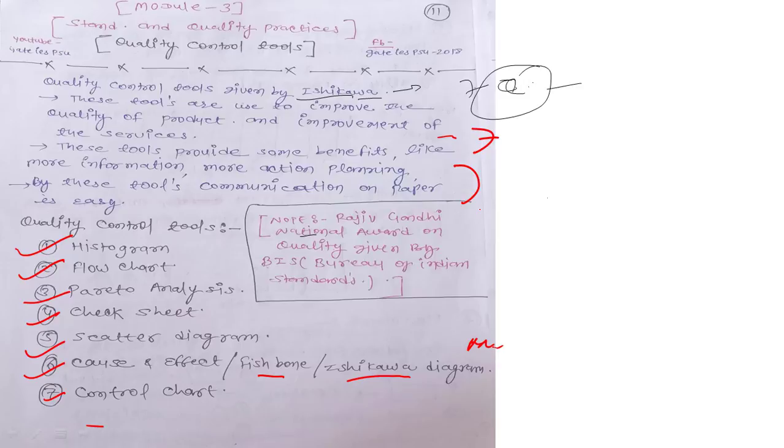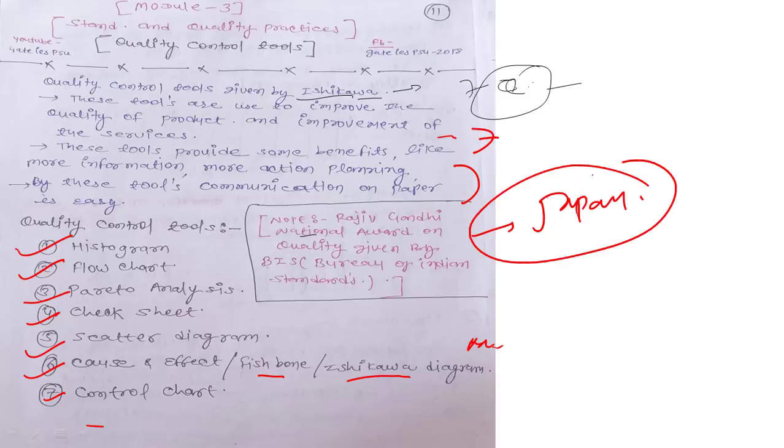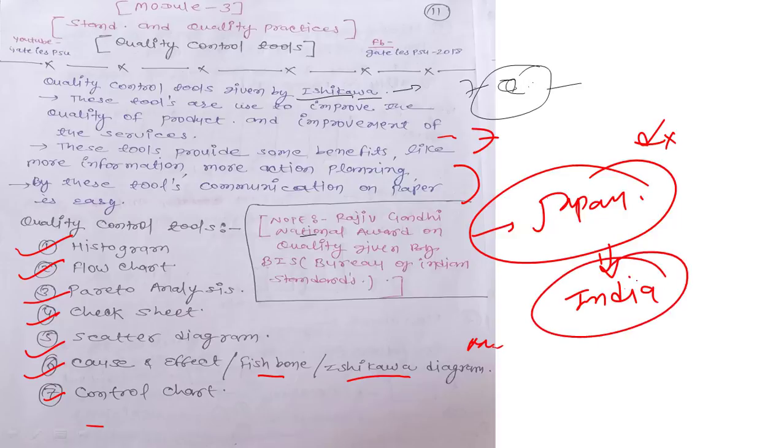Yesterday we discussed an award, the Deming Prize, which is given in Japan and is named after the scientist Deming. This is the highest quality award in Japan. Similarly, which award is given for quality in India? The highest quality award is given by the Bureau of Indian Standards, and it is named the Rajiv Gandhi National Award on Quality.